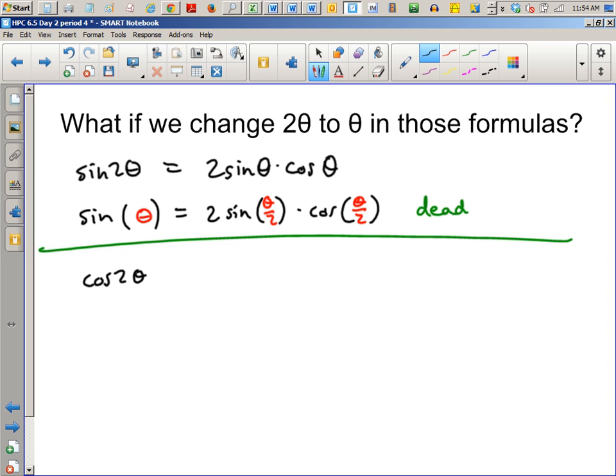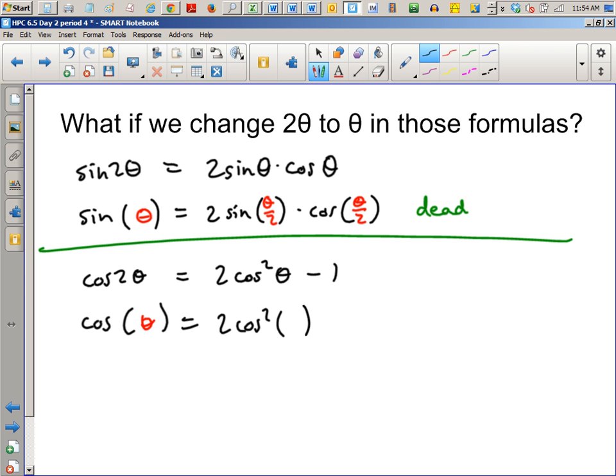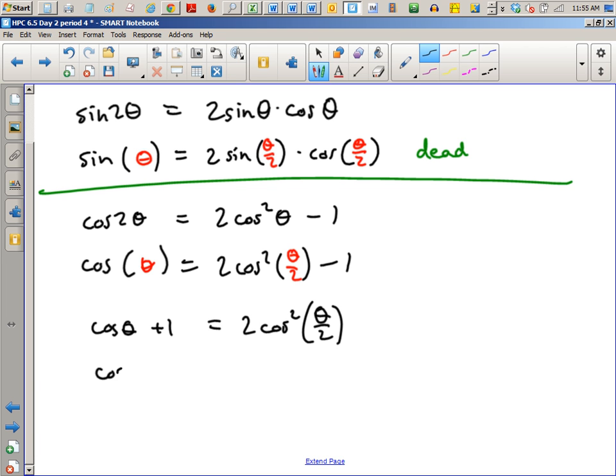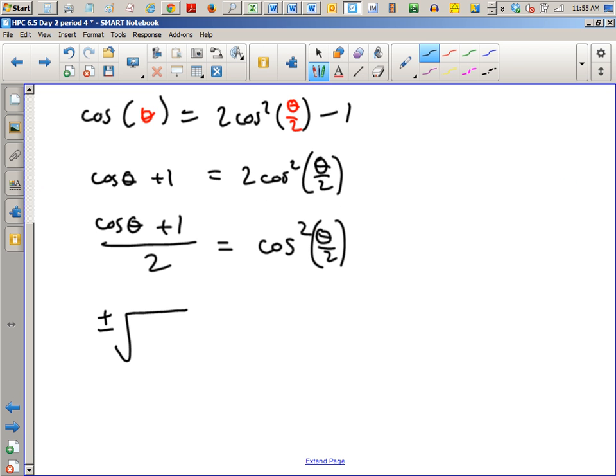How about this one? There was one that looked like this from yesterday. Let's try that trick on this one. I'm going to change this to theta, and I'm going to change the theta to a theta over 2. Now I'm going to add 1 to both sides, and divide by 2. And square root, right. If I square root this, I get that formula in the book.